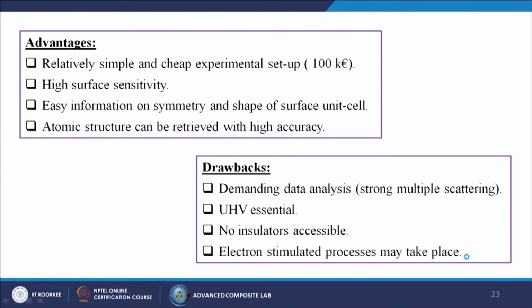What are the advantages? A relatively simple and cheap experimental setup, that is less than 100k euro, high surface sensitivity, easy information on symmetry and shape of the surface unit cell, and atomic structure can be retrieved with high accuracy. Of course, there are certain drawbacks. What are those? Demanding data analysis, strong multiple scattering, UHV ultra high vacuum is essential, no insulators accessible, and electron stimulated processes may take place.